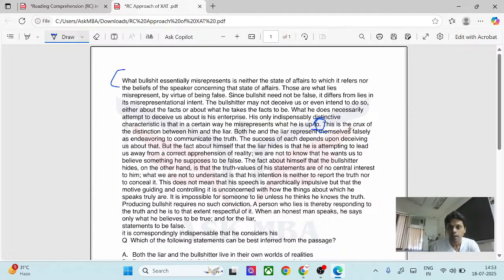Let me read this part. This is the crux of the distinction between him and the liar. Both he and the liar represent themselves falsely as endeavoring to communicate the truth. The success of each depends upon deceiving us about that. Now, how to summarize this part? कि भाई अब उसने पहले comparison किसका किया, liars का, और किसका, bullshitters का. So I'll say L versus B, bullshitters.